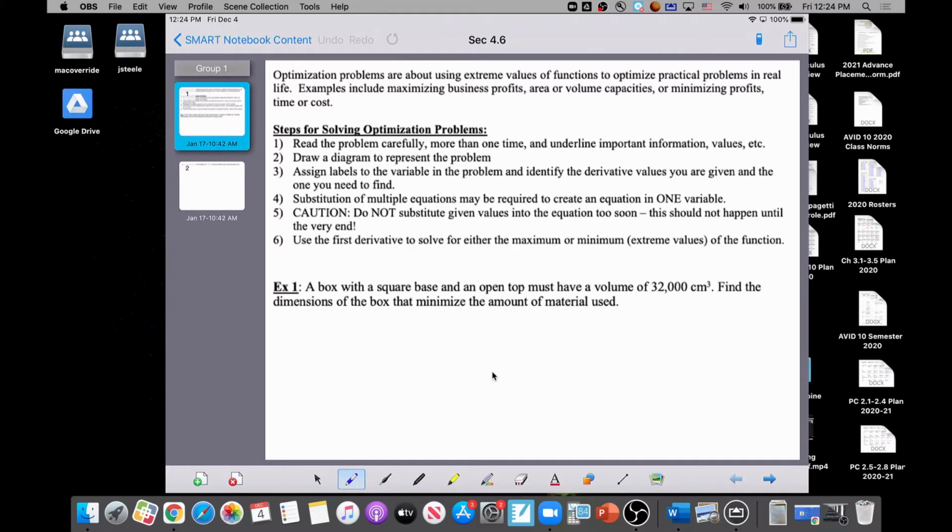If we're thinking about shipping containers, getting a maximum volume based on certain dimensions, or we're thinking about a business, obviously we're always wanting to maximize our profits, and we have to offset our startup costs in order to maximize our profits, things like that.